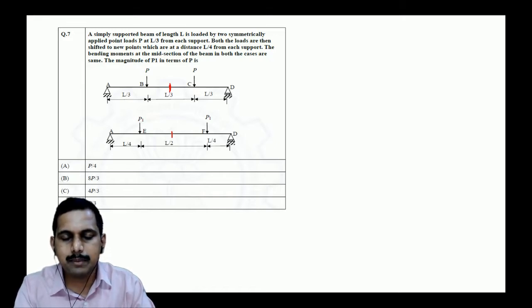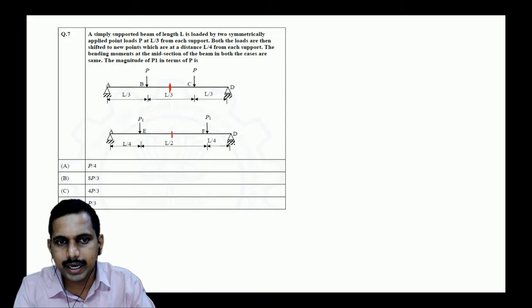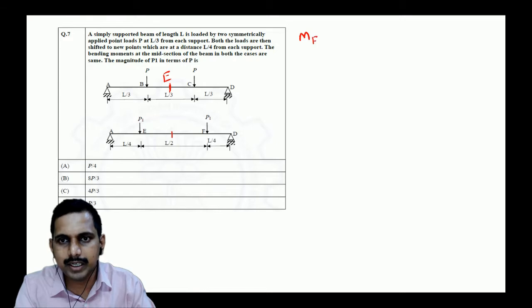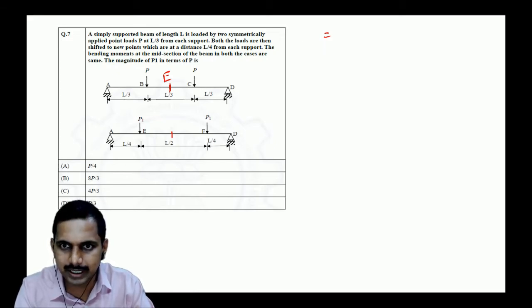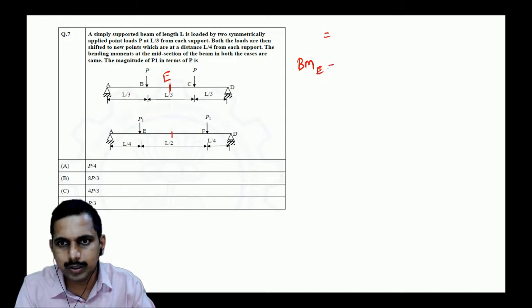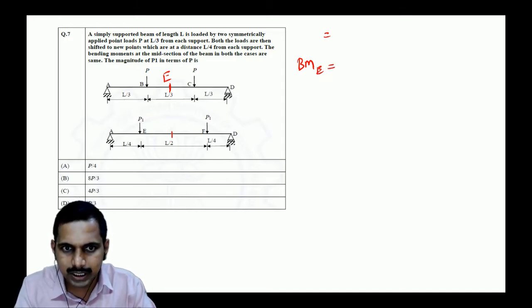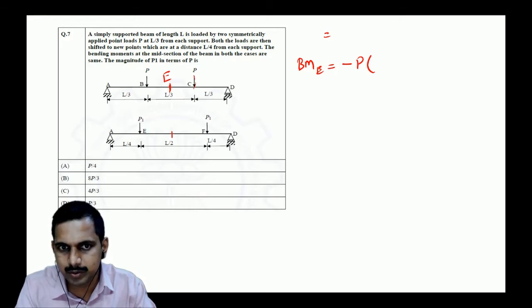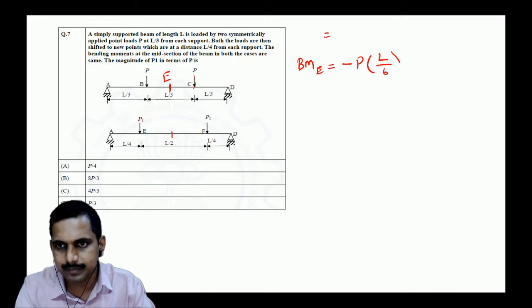Okay. So what happens here? L by 3 is there. So with respect to the points A, B, C, D, E, let me tell you. If I take the bending moment at E, one side I have to take. This side gives hogging bending moment, but still it's clockwise, so it is giving minus. So minus P into what is the distance from here to here? It is L by 6. Is it not, students? It's L by 6.